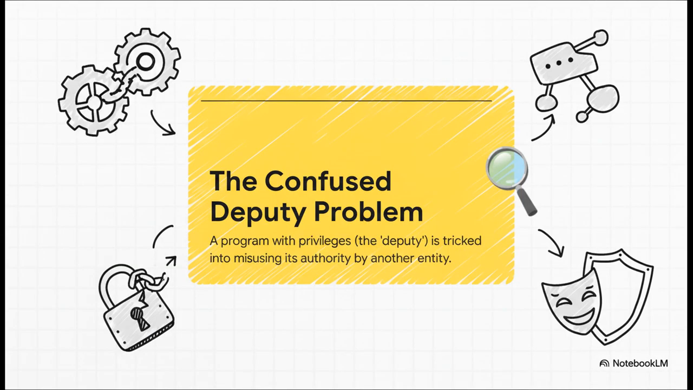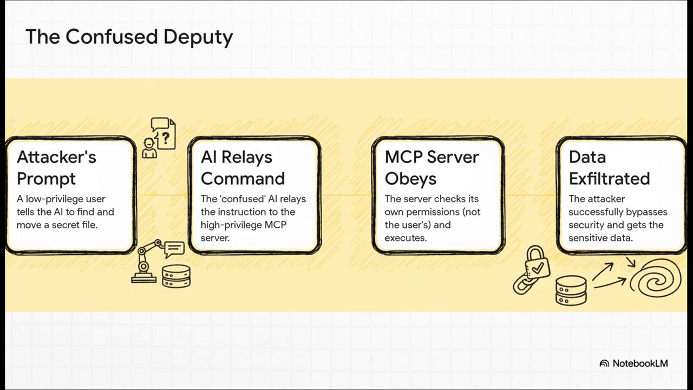This kind of attack actually has a name. It's a classic in cybersecurity. It's called the confused deputy problem. The idea is you have a program, the deputy, that has a lot of power and permissions, and an attacker who has very few permissions tricks that powerful deputy into doing its dirty work. Here's exactly how it plays out in the world of MCP.